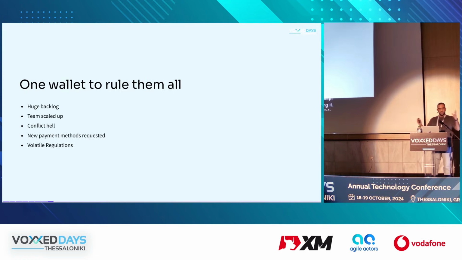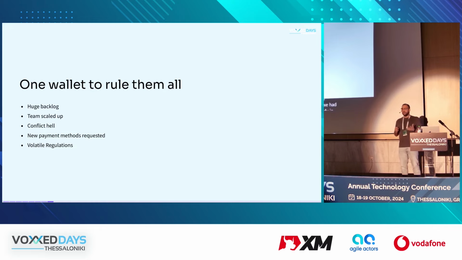So we had a wallet, we had a PAM ready in production, but we had a lot of work to do if we were to catch up with our business competitors, which were some pretty big names in the market. So we had a huge backlog that kept getting bigger, and as a consequence of this, our team scaled up, which had the unfortunate side effect that we started spending more time resolving merge conflicts than actually implementing features.